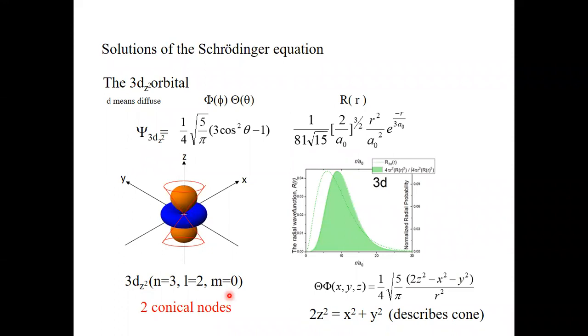I see we are running out of time. We still have 4 other d orbitals to cover, but we can easily do this in the next class. So I think I will just stop here.